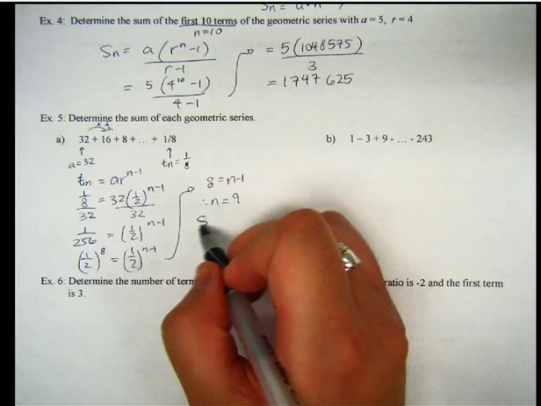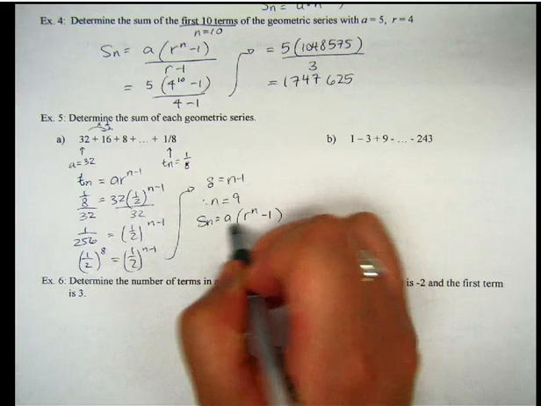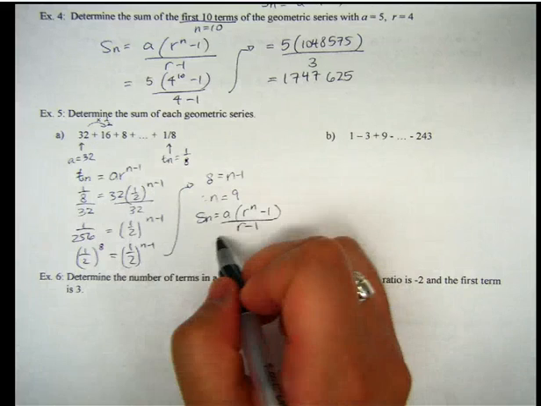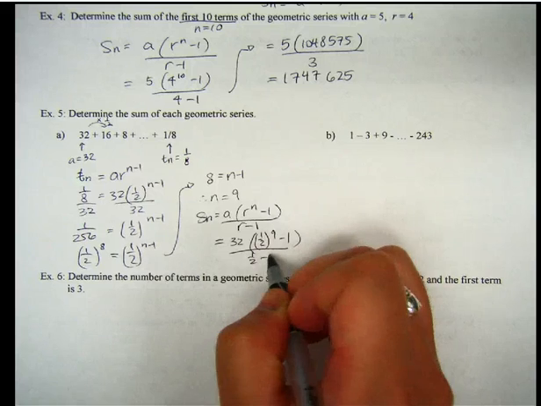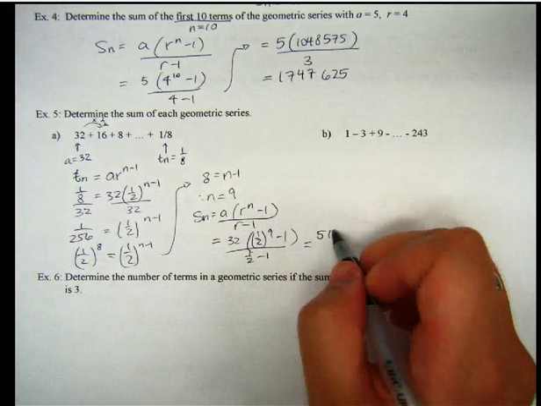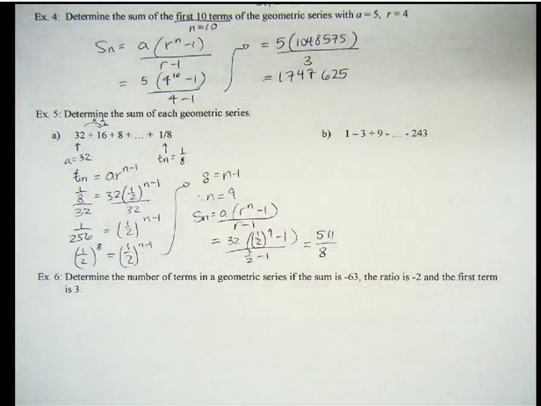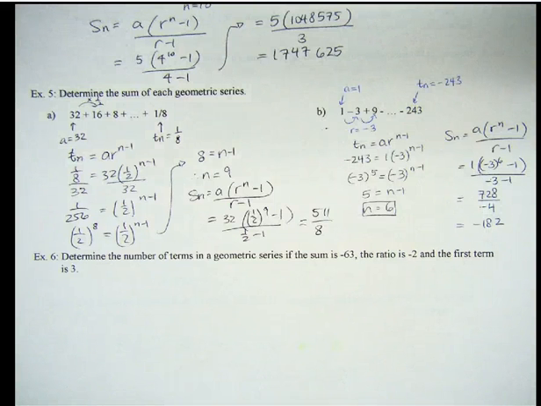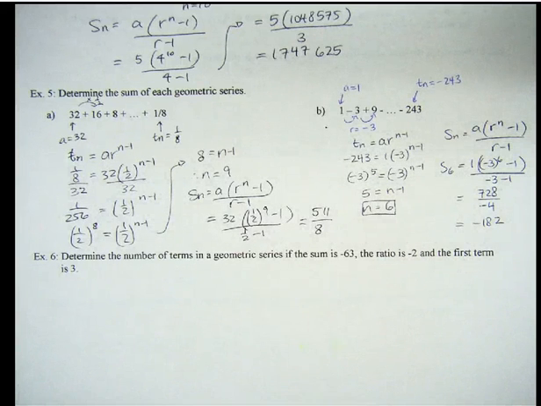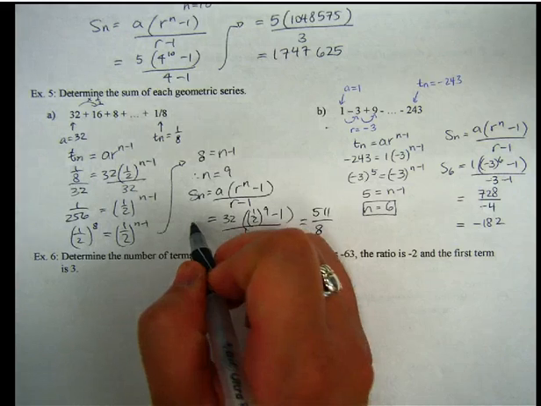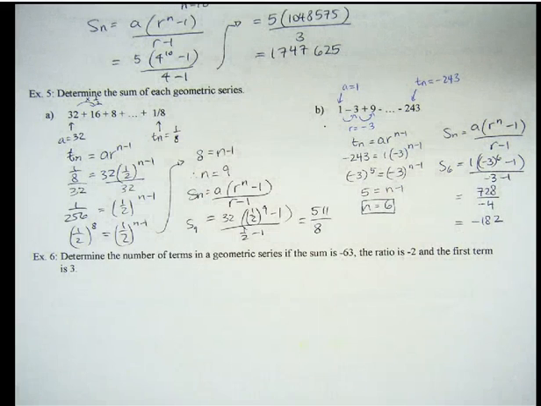Now you can use the sum formula and plug in everything you know. You should end up getting 511 over 8. Try the next example on your own. Pause the video and then come back when you're done. All right, the sum of the first 6 terms, for example B, is -182. And over here, this was the sum of the first 9 terms.